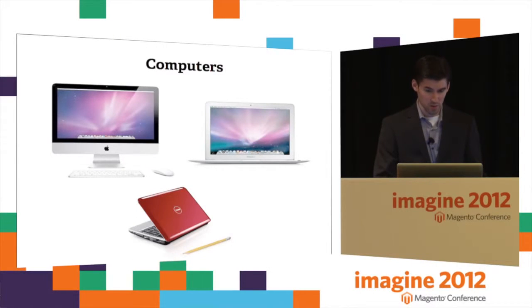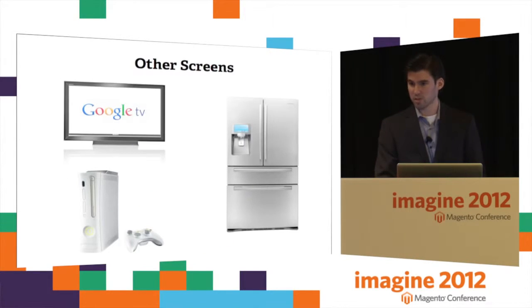Then you get into computers like desktops, laptops, netbooks, and then other screens like internet-enabled TV, game consoles, refrigerators, and contact lenses, which the US Army just placed a big order for. It sounds complex, and it's tempting to generalize mobile as smartphones and tablets. If you cover them, your mobile strategy's in the bag, and that's not quite true.